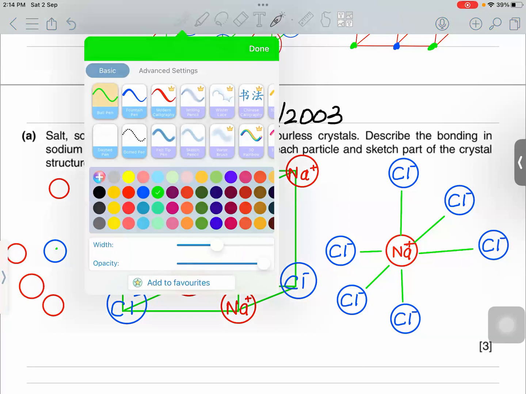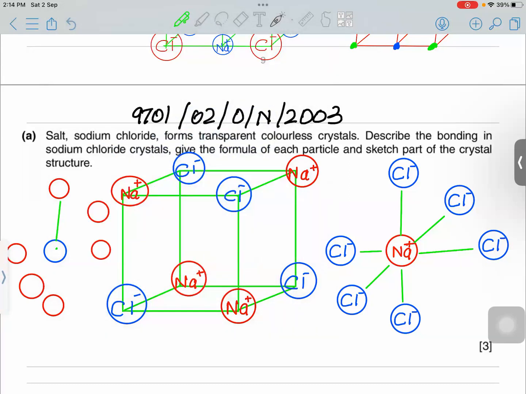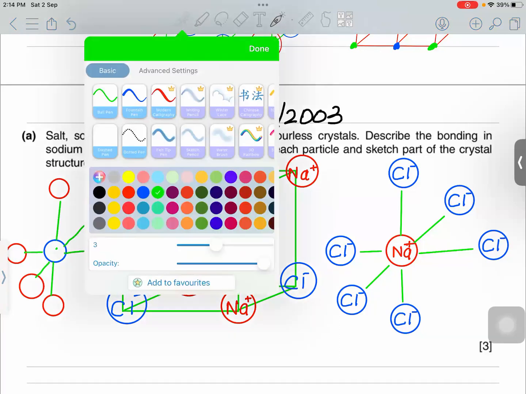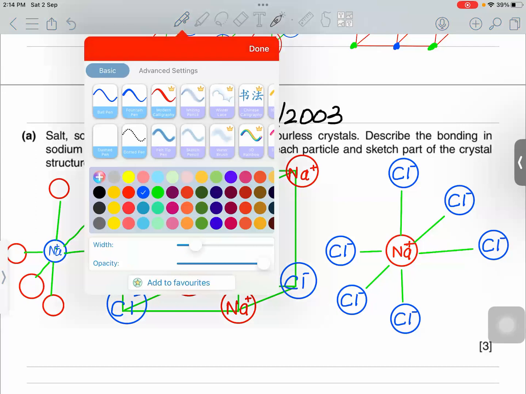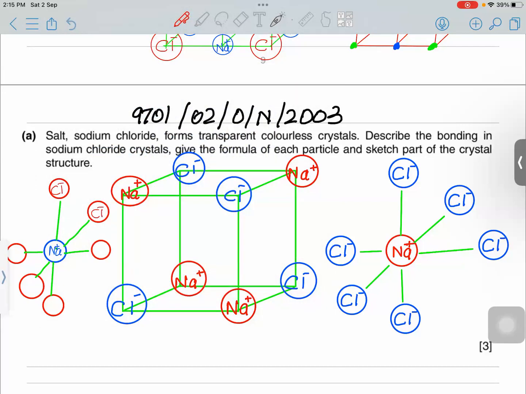So the blue one is sodium positive, and the red one is chlorine minus. So this is the crystal lattice, right? Single unit. One sodium is surrounded by 6 chlorine. This is called coordination number.